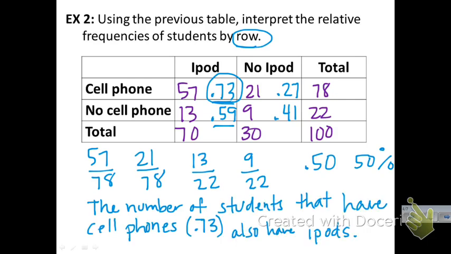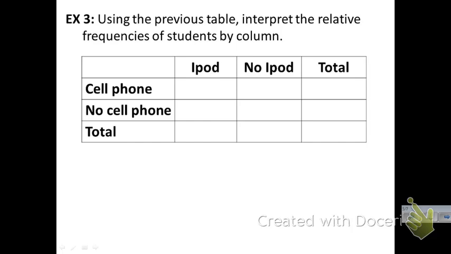So I think I wrote that just differently than how I said. The number of students that have cell phones, 73 or 0.73 or 73% also have iPods. Okay, so this example 3, we're using the same table.